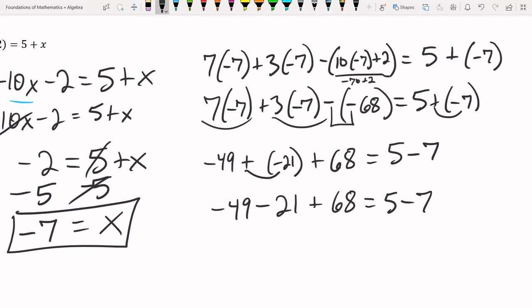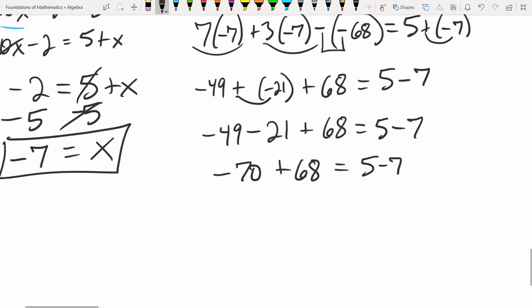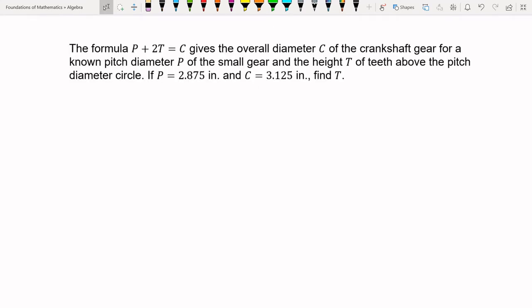is 70, negative 70 plus 68. Negative 7 plus 68 is negative 2. And 5 minus 7, we can also do 5 minus 7 is negative 2 as well. That's a true statement, so we've done it correctly. X equal to negative 7 is the answer.